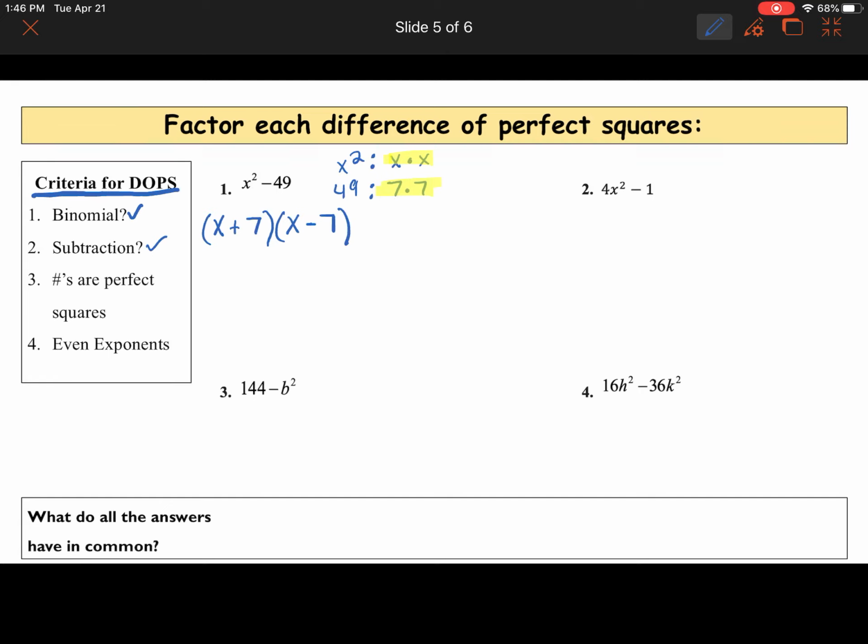Okay? Number 2, 4x squared minus 1. It is a binomial. It has subtraction. Let's see, are the numbers perfect squares? We have 4x squared, and we have 1. Well, 4 is a perfect square because 2 times 2 is 4, and x squared is a perfect square because x times x is x squared. 1 is always a perfect square because 1 times 1 is 1. Actually, I'm going to make these into equal signs so it's less confusing.